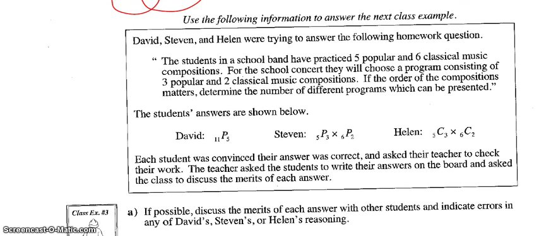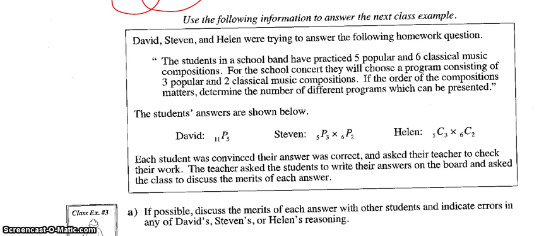All right, let's try another example. Apply to the next class. David, Stephen, and Helen were trying to answer the following question. A student in the class has practiced 5 popular and 6 classical music pieces. For the school concert, they will choose a program consisting of 3 popular and 2 classical. If the order of the compositions matters, determine the number of different programs which can be presented.